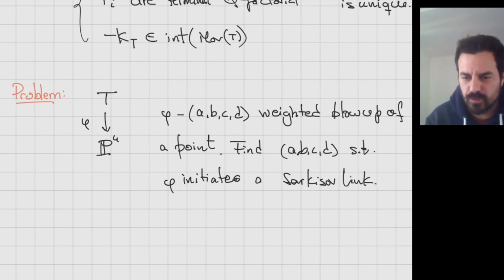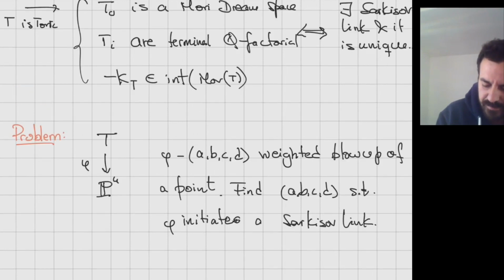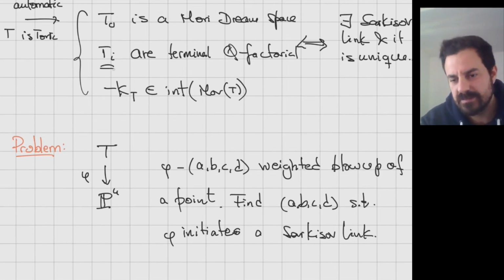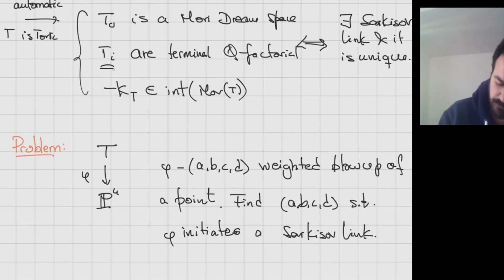Okay, and we know what we have to do. So we know the conditions that need to be satisfied. So we need to guarantee that the T_i's are terminal, and we need to guarantee that the anticanonical divisor of T is in the interior of its movable cone.